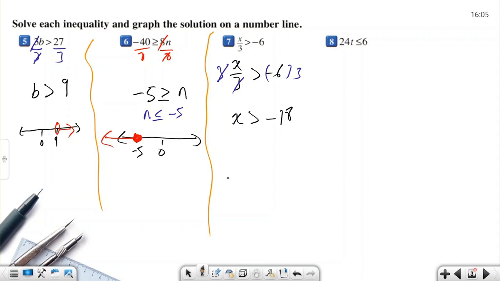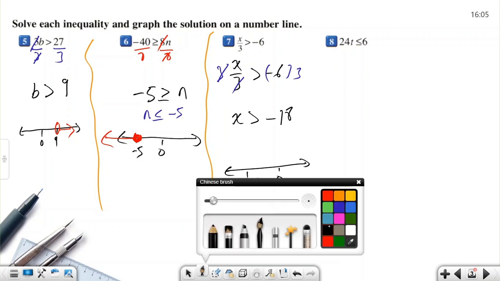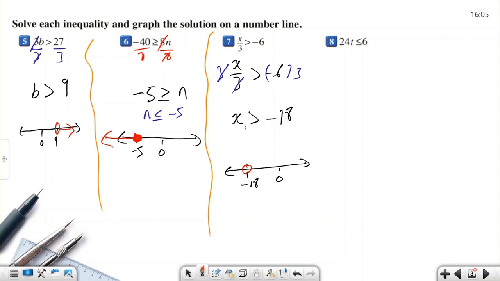So same idea, you can draw the number line. Let's put a number line, 0, minus 18. This time negative 18 is not included in our solution, so empty circle. So x is greater than negative 18. 0, 1, 2, 3, 4. So the right side of the negative 18 on the number line.